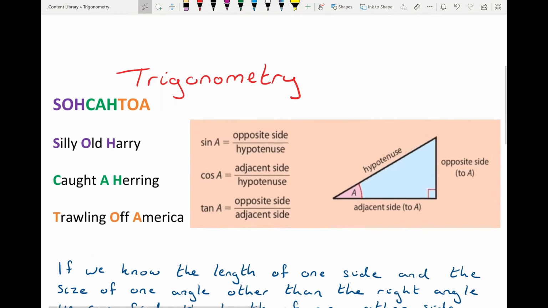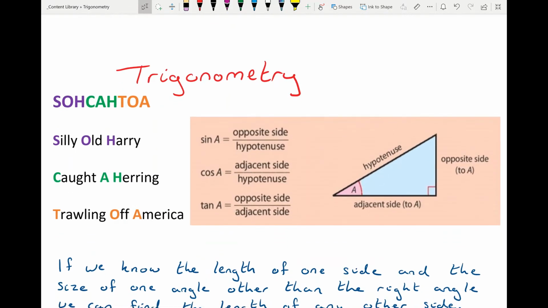You might be familiar with the limerick SOH CAH TOA, or silly old Harry caught a herring trawling off America, and these are used to help you remember the difference between sine, cos and tan. It's very important that you don't mix them up, so it's worth learning. Sine is the opposite over the hypotenuse. Cos is the adjacent side over the hypotenuse, and tan is the opposite side over the adjacent side.